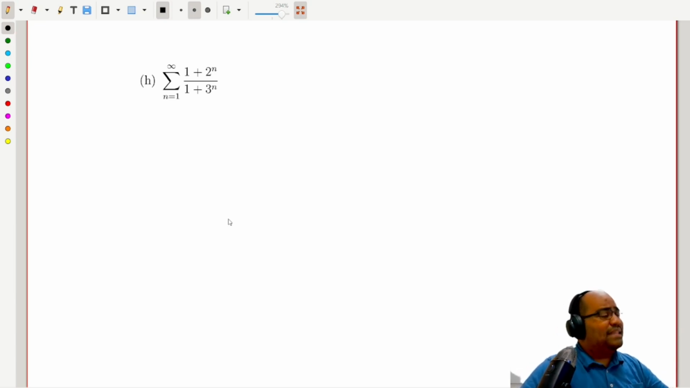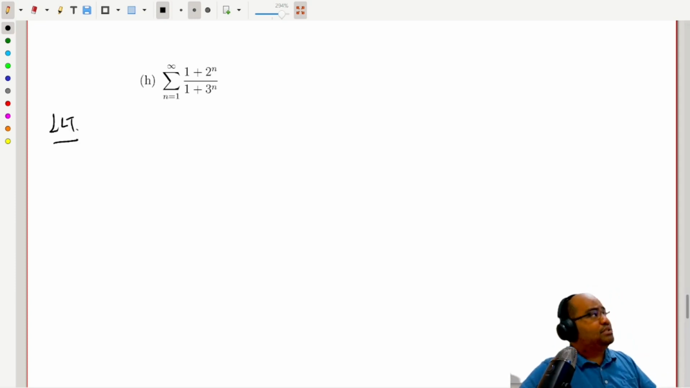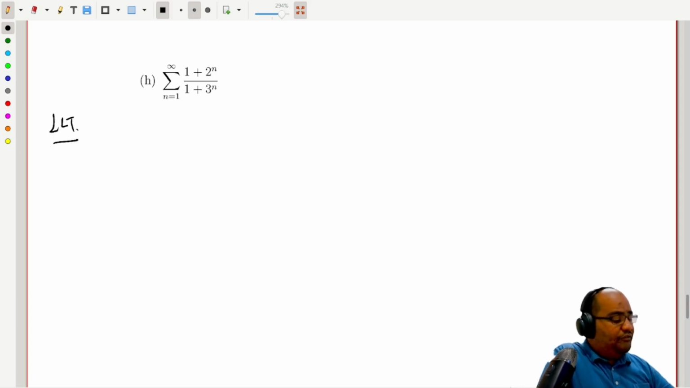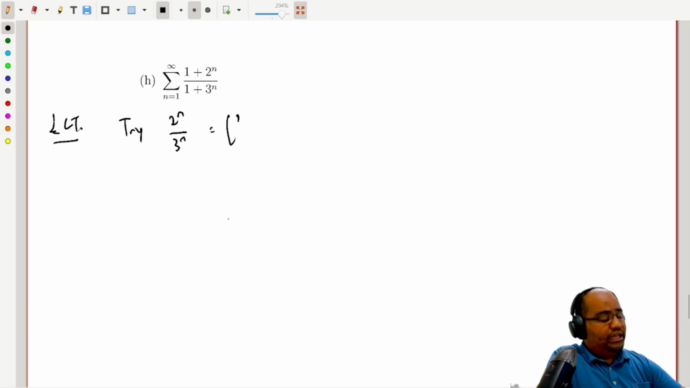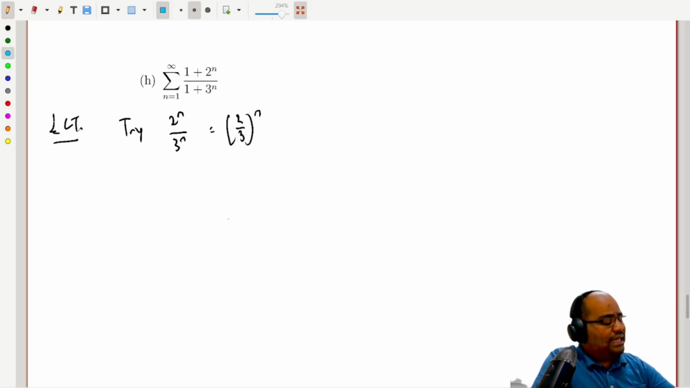So I can probably think about this if I wanted to use the limit comparison test, which is, again, the most natural way of doing this, in my opinion. I'm going to try to compare this against 2 to the n over 3 to the n, which I can write as (2/3) to the n. Now, why this choice? Well, I know that (2/3) to the n represents a geometric series where the common ratio in absolute value is less than 1, so it's convergent.